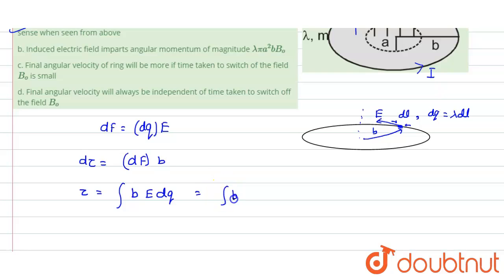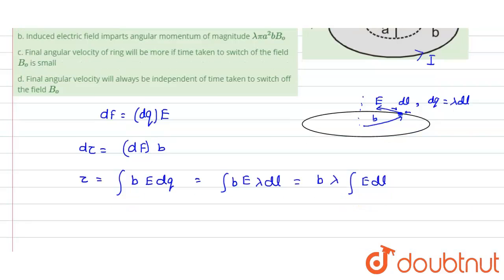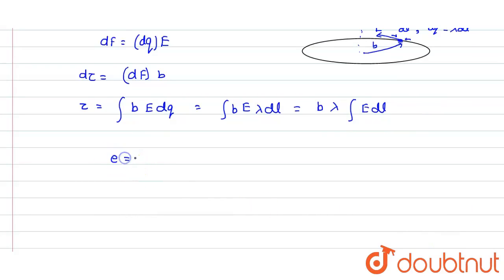So it would be equal to Bλ dl, or we can say that dλ, these values would be constant. We can just write the integration of E into dl. Now we also know that the induced EMF, the magnitude, by Faraday's law, we are just writing the magnitude, is dφ divided by dt.